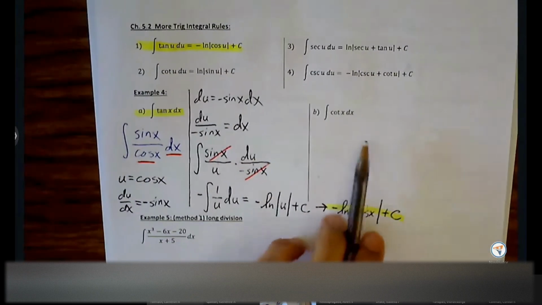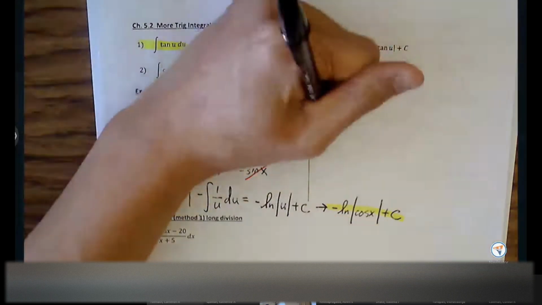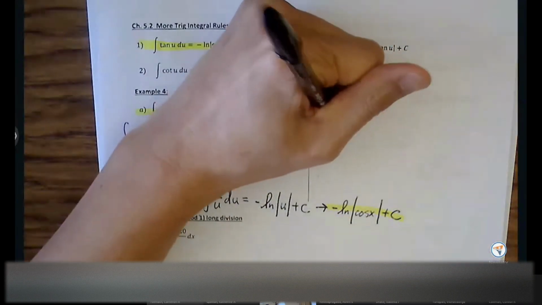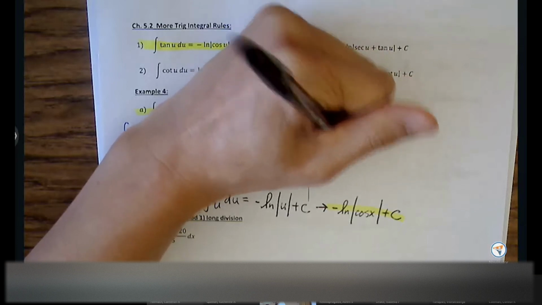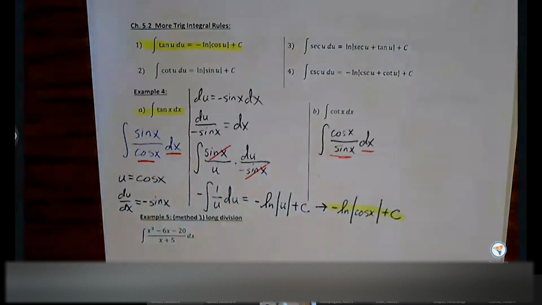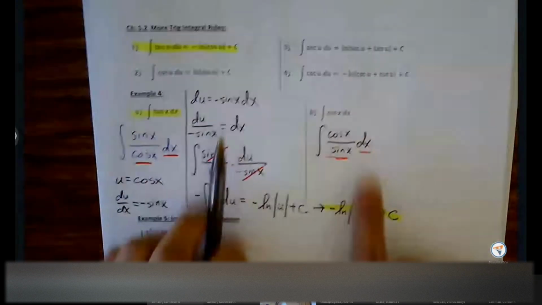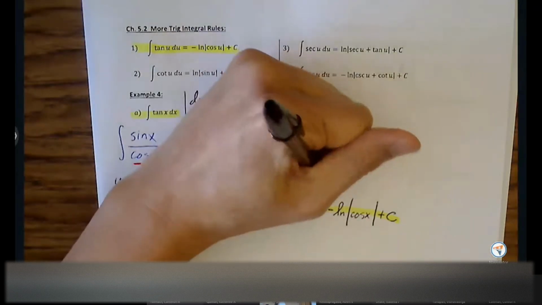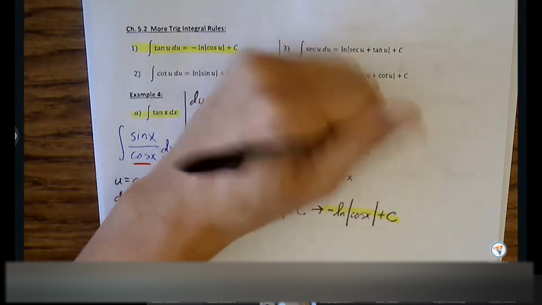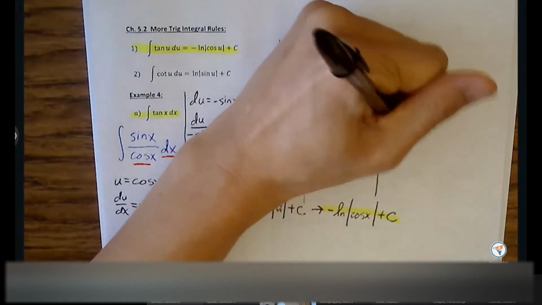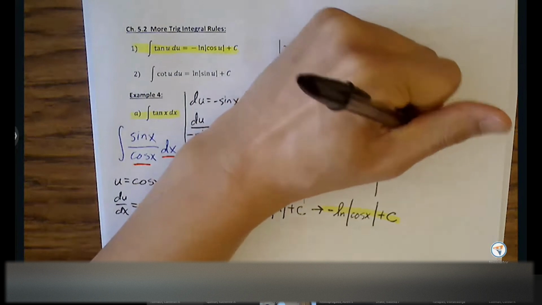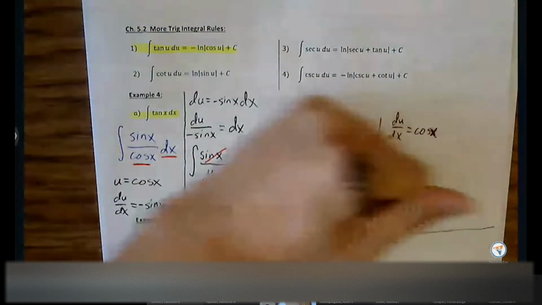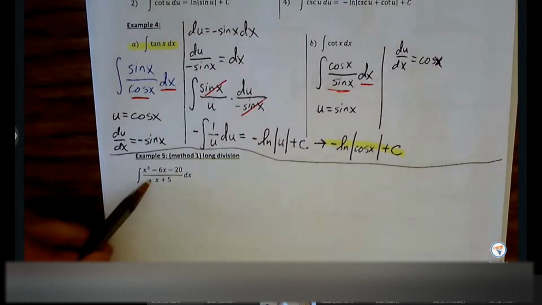Cotangent, I'm not going to go through the whole thing. I'll have this on my key, but it's the same process here. Instead of sine over cosine, we know cotangent is cosine over sine. The process is the same. We let the u value be sine of x, and we'll be able to work our way through and get natural log of the absolute value of sine of x plus c. We just go through the same process. You can work this through on your own time if you like, but in the interest of time, I'm going to go to example 5.